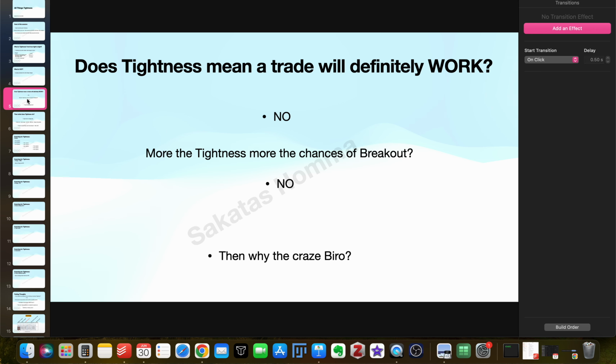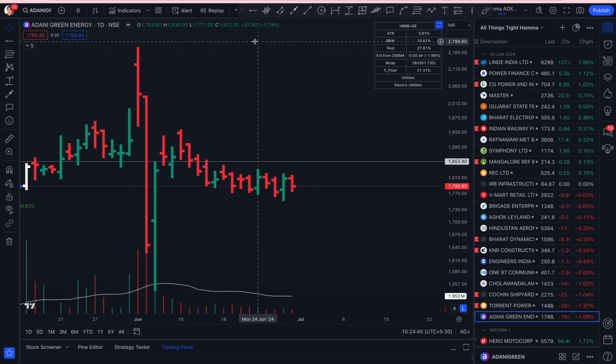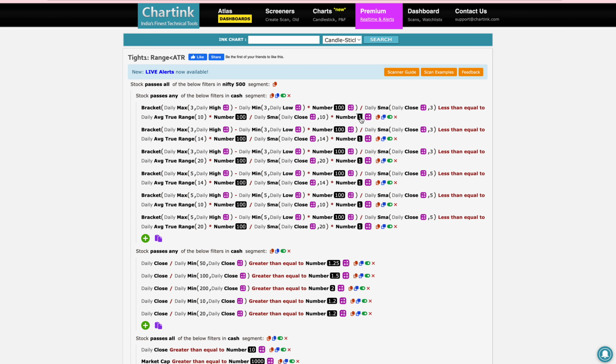Now, as I said to you, does more tightness mean more chances of breakout? No. So if you want to find more stocks, then you can also change this ADR multiple to whatever, 1.5 if you like. You just have to modify this 1.5, okay?